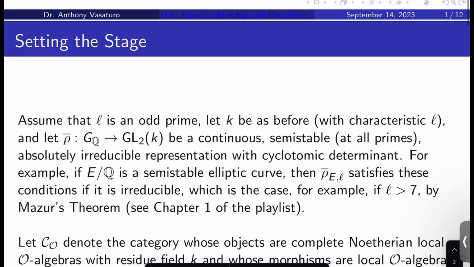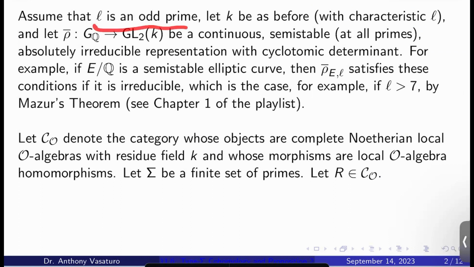So let's set the stage. We'll assume that L is an odd prime. We'll let K be a field as before. It's the residue field of our ring O that we've been working with. It'll have characteristic L. And we'll let rho bar from GQ to GL2 of K be a continuous, semi-stable at all primes, absolutely irreducible representation with cyclotomic determinant.